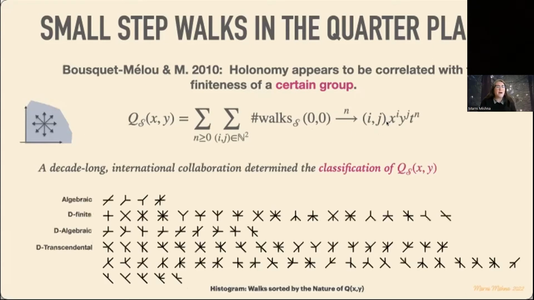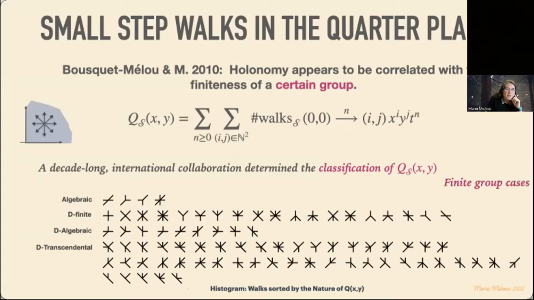Well, this led to a decade-long international collaboration with all sorts of beautiful techniques from complex analysis, computer algebra, differential Galois theory, and there was a classification of the multivariable generating function, keeping track of the endpoint. Okay, so which ones are algebraic, D-finite, differentially algebraic, differentially transcendental. So that's a beautiful story to have a complete classification of these 79 models.